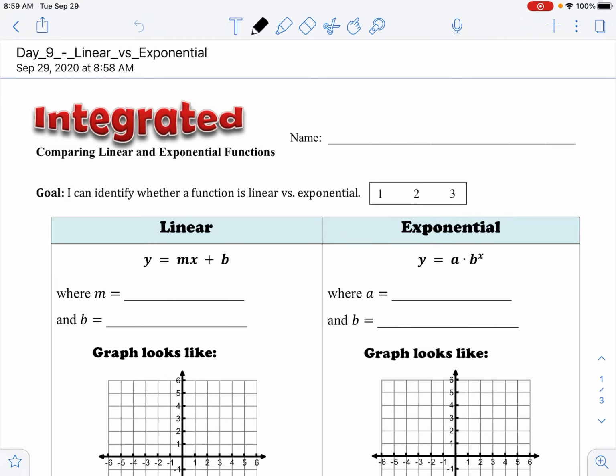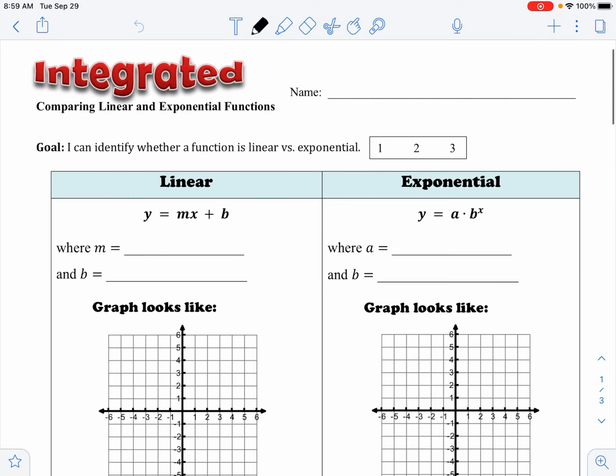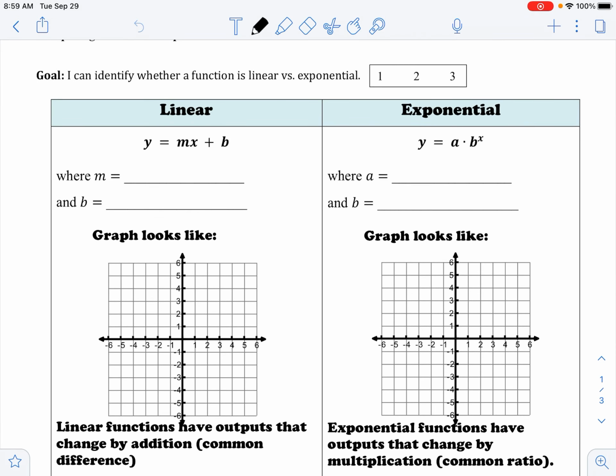Okay, so today's notes are comparing linear and exponential functions. So our goal for today is I can identify whether a function is linear versus exponential and vice versa. Go ahead and pre-rate yourself on how you feel about those two topics. That one topic and that one goal.